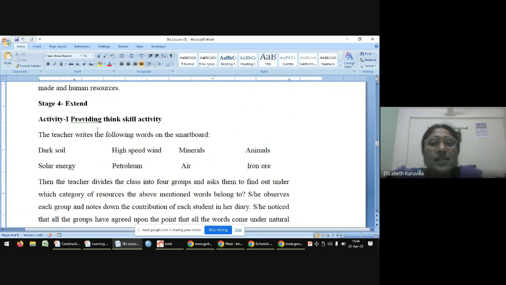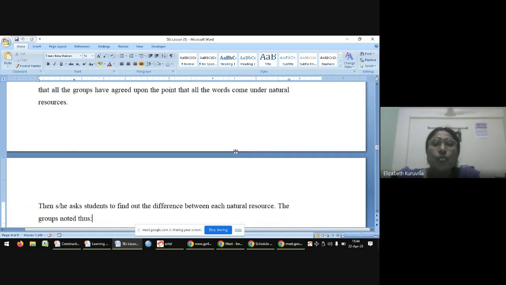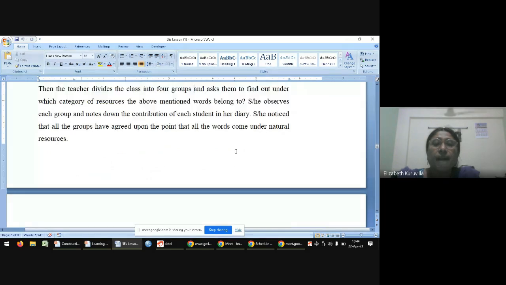The teacher writes the following words on the smart board: dark soil, high speed wind, minerals, animals, solar energy, petroleum, air, iron ore. Then the teacher divides the class into 4 groups and asks them to find out under which category of resources the above mentioned words belong to. He or she observes each group and notes down the contribution of each student in her diary.